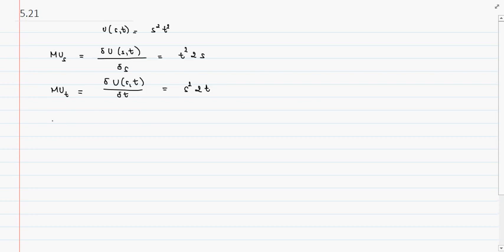Part A of the question asks you to show that if t equals 1, then the marginal utility of s is increasing in s. If t equals 1, then the marginal utility of s is equal to 2s. As you can see, obviously whenever s is increasing, the marginal utility of s is increasing. Therefore we say that the marginal utility of s is increasing in s.